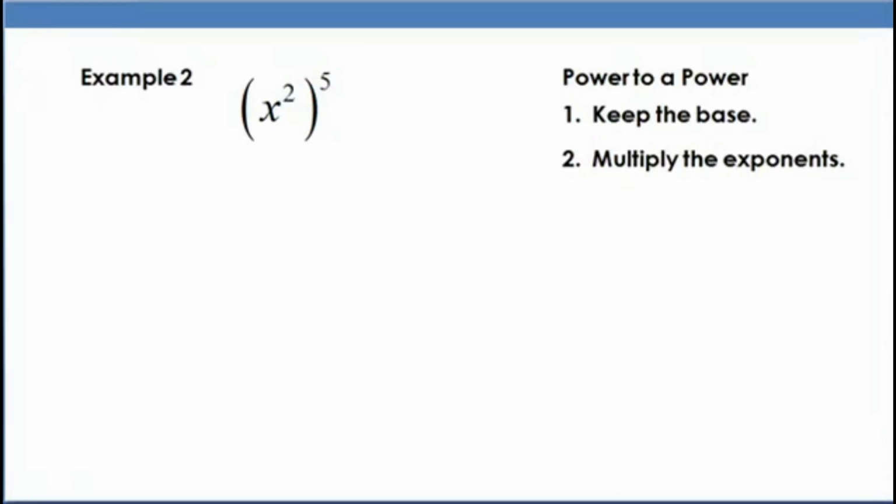Let's look at another example. So we have x squared to the 5th power. So it is a power to a power. We only have one base to a power. It's raised to another power. So this is the situation of a power to a power. We're going to keep the base and multiply the exponents. So 2 times 5 gives us 10.